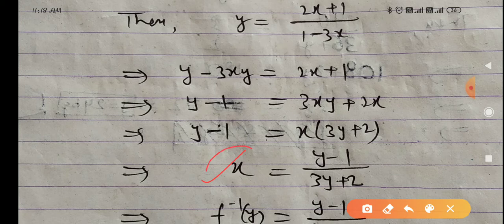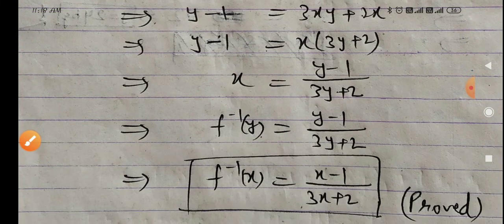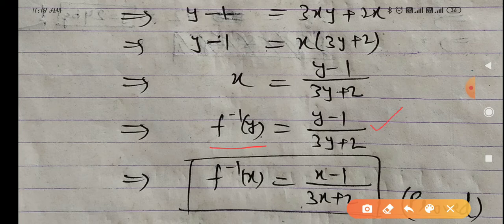Now you have to replace this x by f inverse(y). So f inverse(y) = (y - 1)/(3y + 2). Now in place of y on both sides you put x. So f inverse(x) = (x - 1)/(3x + 2), which is the required inverse.